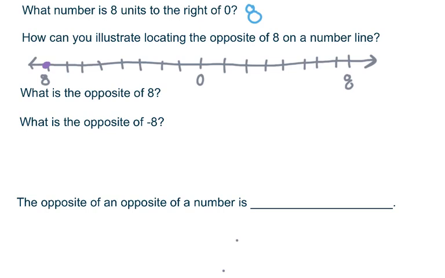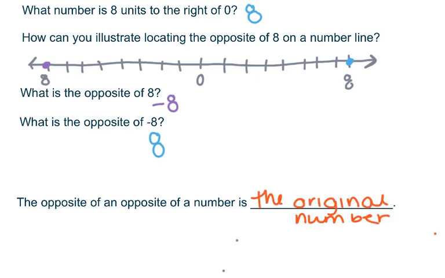So what is the opposite of 8? -8. What is the opposite of -8? Well, if the opposite of a negative number is positive, then the opposite of -8 has to be 8. Let's plot that on our number line. So the opposite of the opposite of a number is the original number.